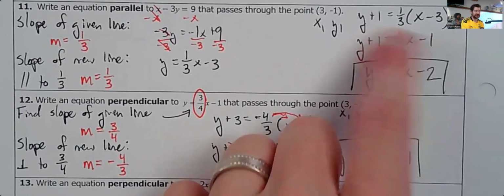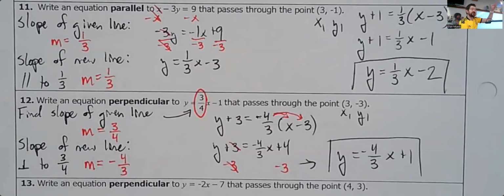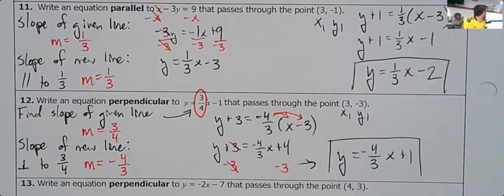Once you have that written down, because we got x1, y1 here, distribute and then get rid of the 1 on the left side. So the answer to number 11 should be y equals 1/3 x minus 2. Are there any questions on that one?